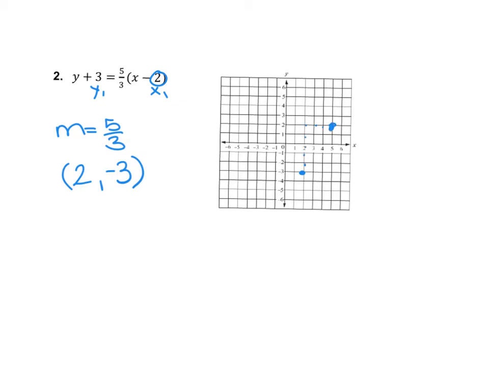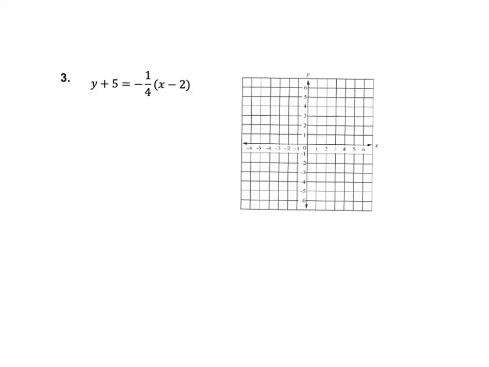And there we have our slope. And now we can connect the points, and that's where our line will lay. All right, so we have y plus 5 is equal to negative 1/4 x minus 2. So here's our y1, and this is our x1. All right, so we have a slope of negative 1/4.